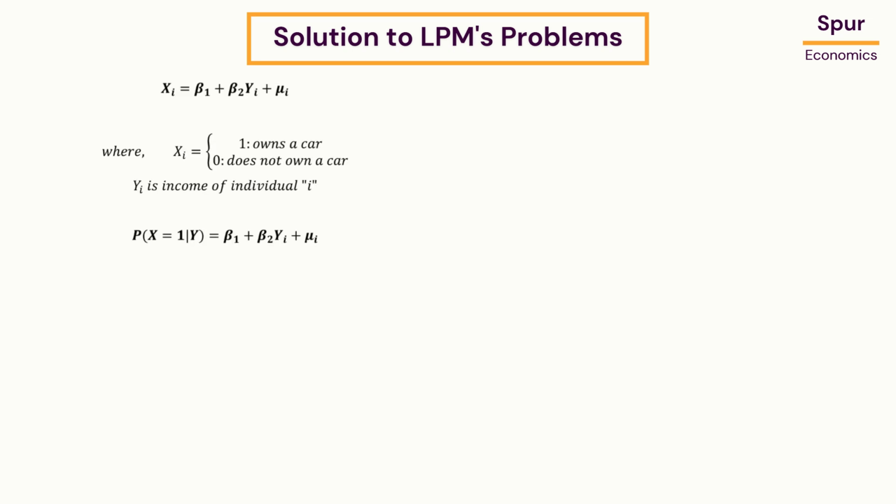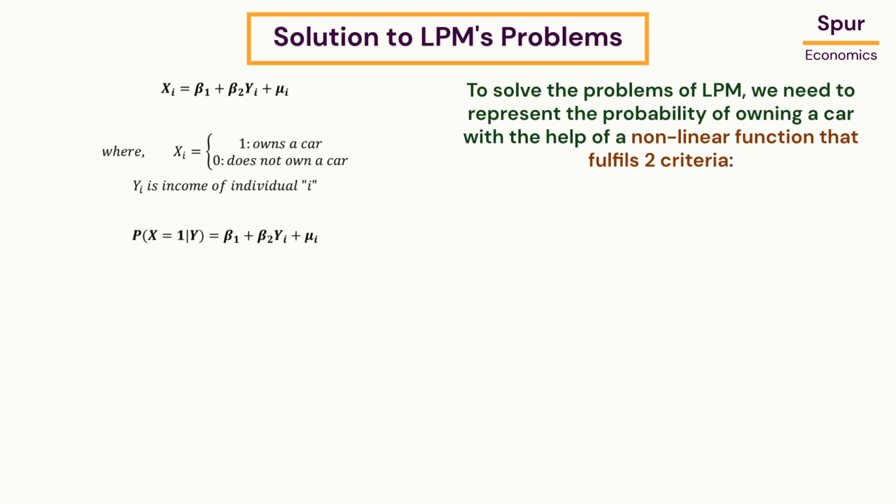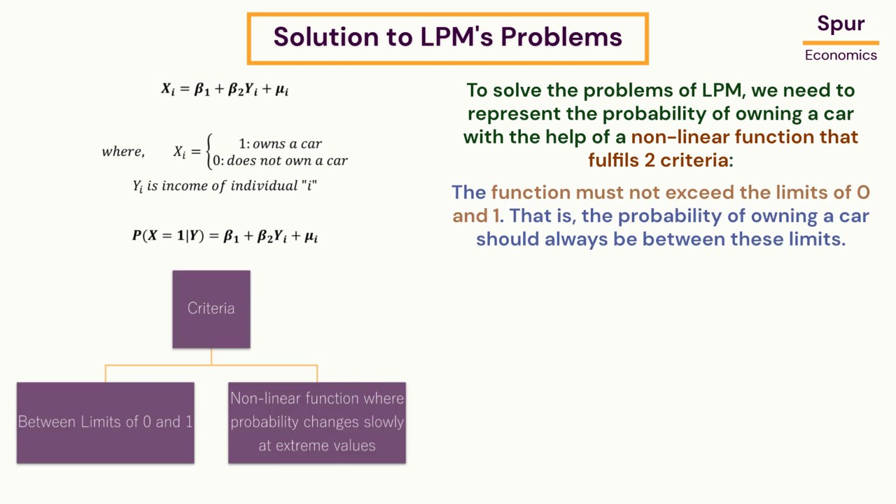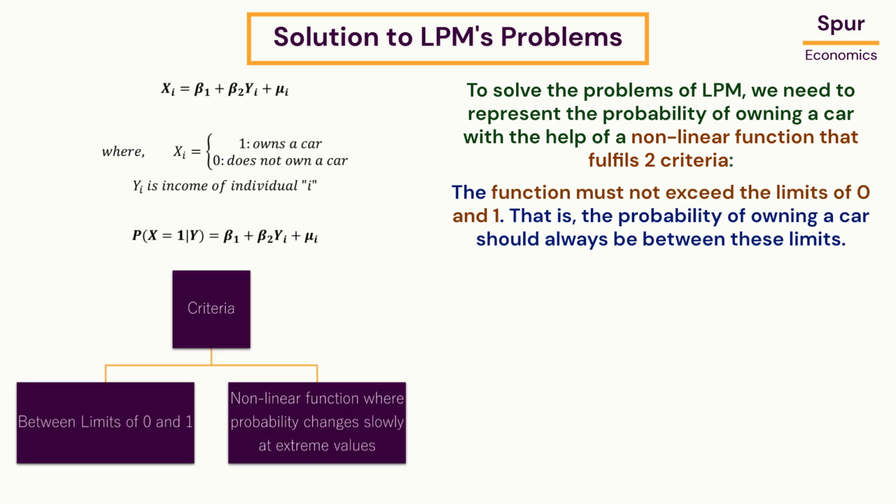Let us go to our example of car ownership, which is stated as shown here. To solve the problems of LPM, we need to represent the probability of owning a car with the help of a nonlinear function that fulfills two criteria. The function must not exceed the limits of 0 and 1. That is, the probability of owning a car should always be between these limits.